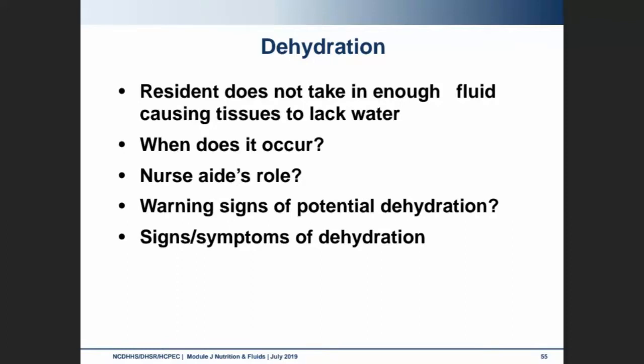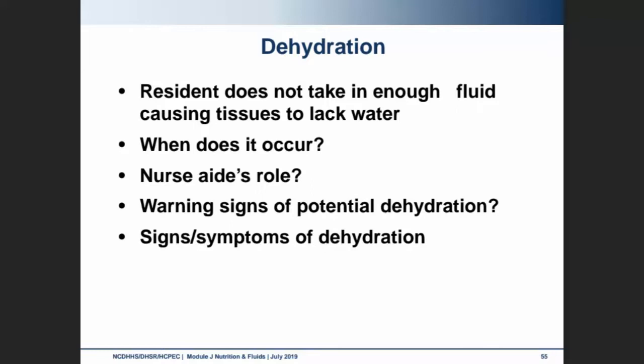So signs that dehydration is coming, right? That is someone who you know does not drink at least 6 8-ounce glasses of fluids per day. They drink hardly at all or nothing at all during meals. They have trouble swallowing fluids. They have fever, vomiting, or diarrhea. They're confused. They complain of dry mouth or thirst, and if you notice that their urinary output is decreasing.